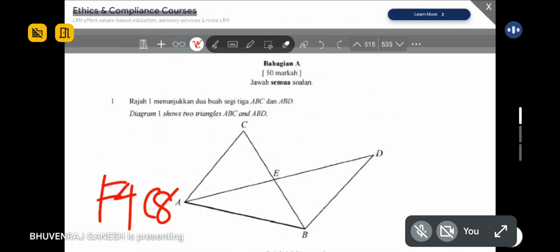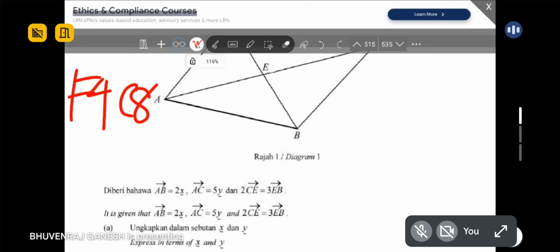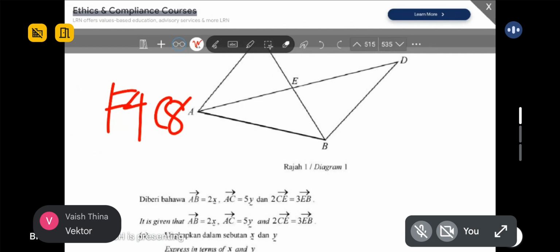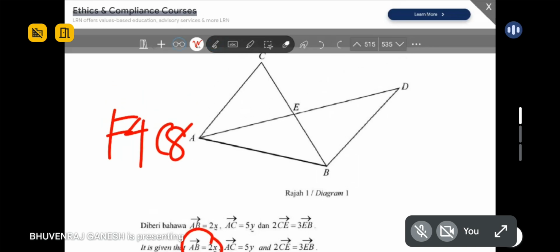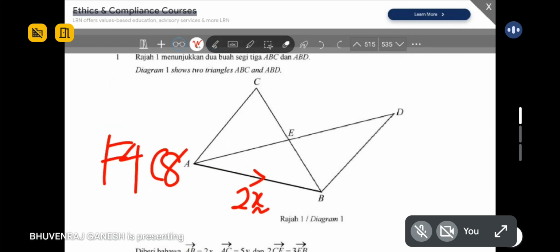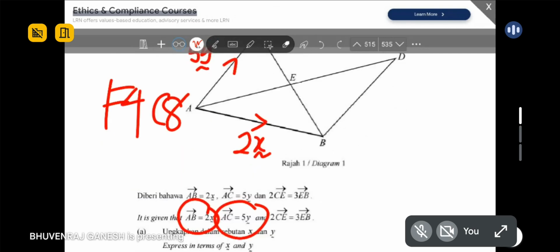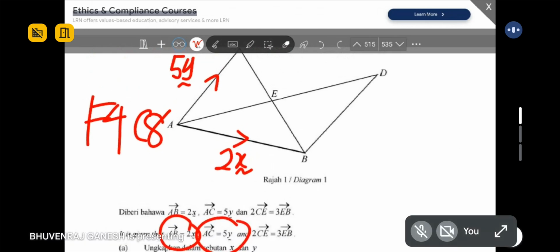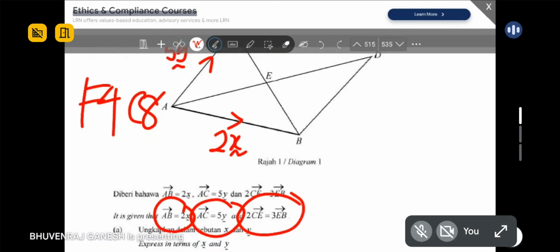So vector, this one is under section A. When you see a vector question, all of you must do this step: label your diagram first. First step, always label saja. You see AB is 2x, you label AB is 2x. And then you see AC equal 5y, so you label AC equal 5y. The first step is always label. Don't see the question yet. Jangan nampak soalan lagi. Always label first.